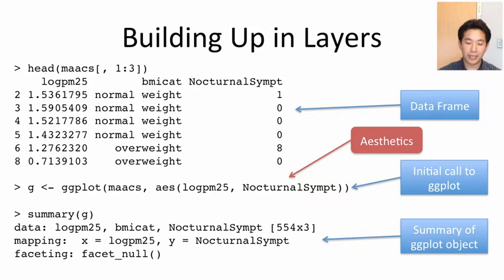In the next line I've got my initial call to ggplot. I give it the data frame, and then a pair of aesthetics, the x and y variables, which are log PM 2.5 and nocturnal symptoms. Then I save this to an object that I call g. If I call summary on this object, it shows what the data are, what the aesthetic mapping is, and something about faceting, which is null since there's no faceting. So you can always call summary on a ggplot object to get a quick list of what's in the plot.